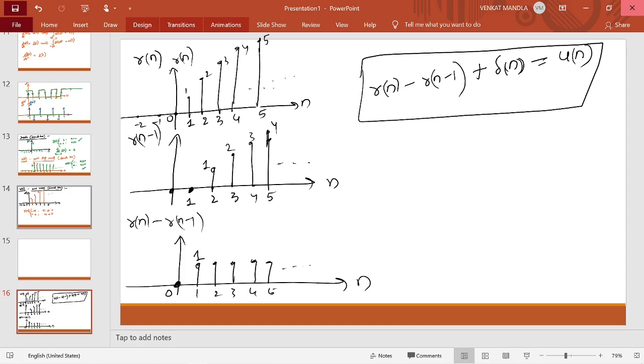Here R of n minus R of n minus 1, you don't have any sample at n equal to 0. If you have a sample at n equal to 0, then that entire signal you can represent as U of n, but you don't have a sample. So I will add a delta of n to the signal, that is, at n equal to 0 I'm adding 1. If I add this, then it will become U of n. That is what I have written here. All these are representations and relations between U of n and delta of n, R of n and U of n.